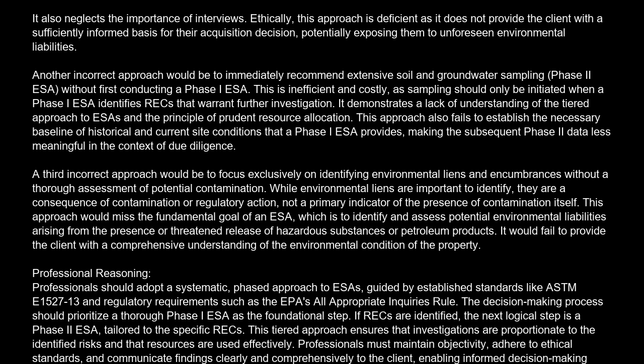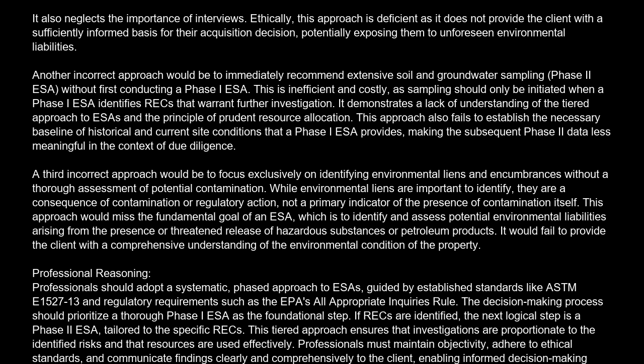Another incorrect approach would be to immediately recommend extensive soil and groundwater sampling, a Phase II ESA, without first conducting a Phase I ESA. This is inefficient and costly. Sampling should only be initiated when a Phase I ESA identifies RECs that warrant further investigation. It demonstrates a lack of understanding of the tiered approach to ESAs and the principle of prudent resource allocation. This approach also fails to establish the necessary baseline of historical and current site conditions that a Phase I ESA provides, making the subsequent Phase II data less meaningful in the context of due diligence.